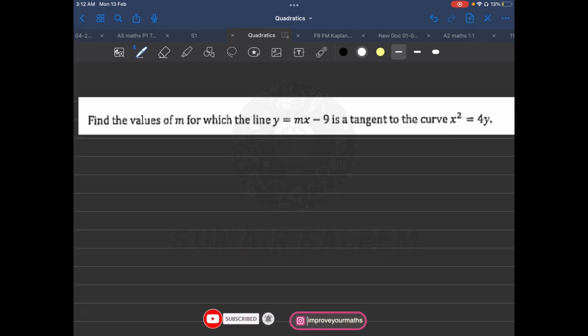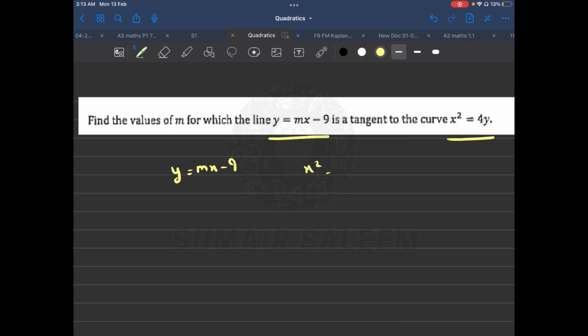So guys, there are two types of questions, one difficult and one easy. In the difficult one, you are given two equations like this. First of all, we need to eliminate y. So let's make y equal to mx plus 9. Let's substitute y in the other equation.